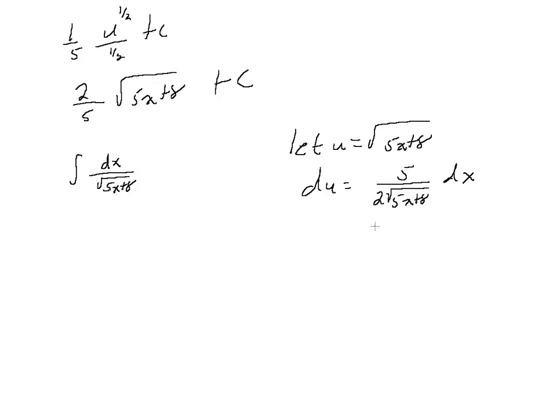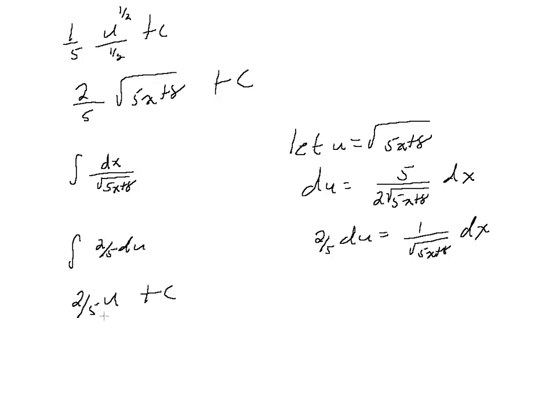So if I multiply both sides by 2 over 5, 2 over 5 du equals 1 over the square root of 5x plus 8 dx. I have a dx over the square root of 5x plus 8, so I'll just substitute in 2/5 du for that. And that's pretty slick. Now when I integrate, the integral with respect to u of 2/5 is just 2/5 u plus c. Now substituting back in, u is the square root of 5x plus 8. And there it goes. And I like that way because it's pretty slick.